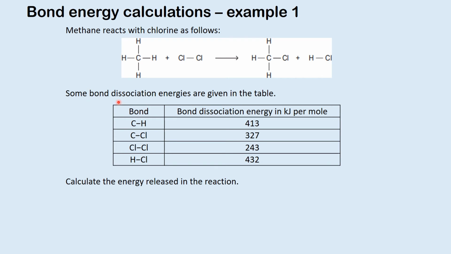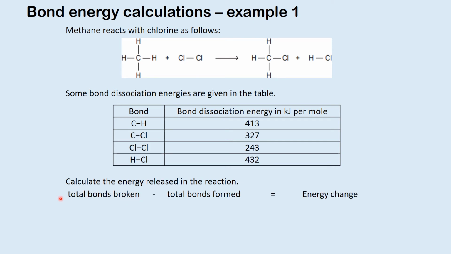Some bond dissociation energies are given in the table, right? That word might scare you a little bit, but dissociation means breaking. It doesn't really matter. They may use that word, they may not. So here are the different bonds: carbon-hydrogen, carbon-chlorine, chlorine-chlorine, hydrogen-chlorine. And this is the energy required to dissociate or break those different bonds. And the question would be, calculate the energy released in this reaction. Okay, so how do we do it?